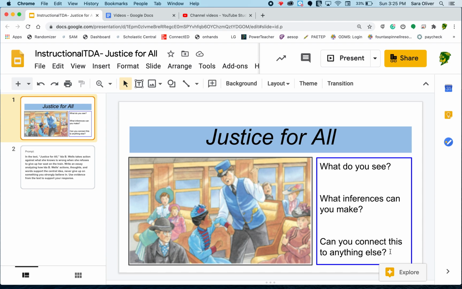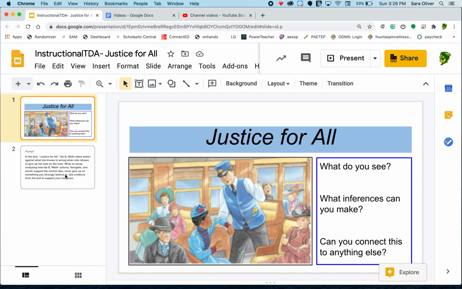Can you connect this picture to anything else you have knowledge of? I have some knowledge about a woman named Harriet Tubman, and Harriet Tubman refused to give up her seat to another person on a bus. So this kind of reminds me of that story where someone was standing up for their rights because they were treated unfairly due to their race. I am wondering if this passage will be similar, where this woman is also trying to make a stand.